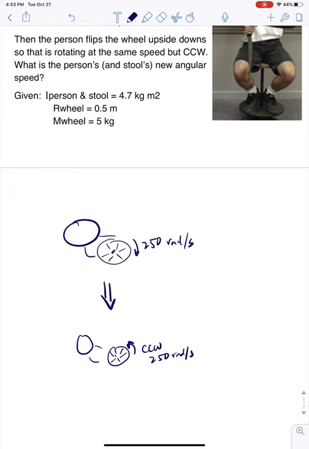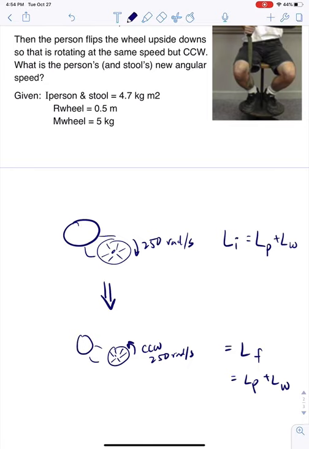This is basically like a recoil problem in linear momentum. With linear momentum, if a person throws something, then they recoil away from this. In this case, there's going to be a recoil in the person's angular momentum. Since the net angular momentum can't change, our L initial is equal to our L final. Our initial L is the angular momentum of the person plus the angular momentum of the wheel, and our final L is also the angular momentum of the person plus the angular momentum of the wheel.